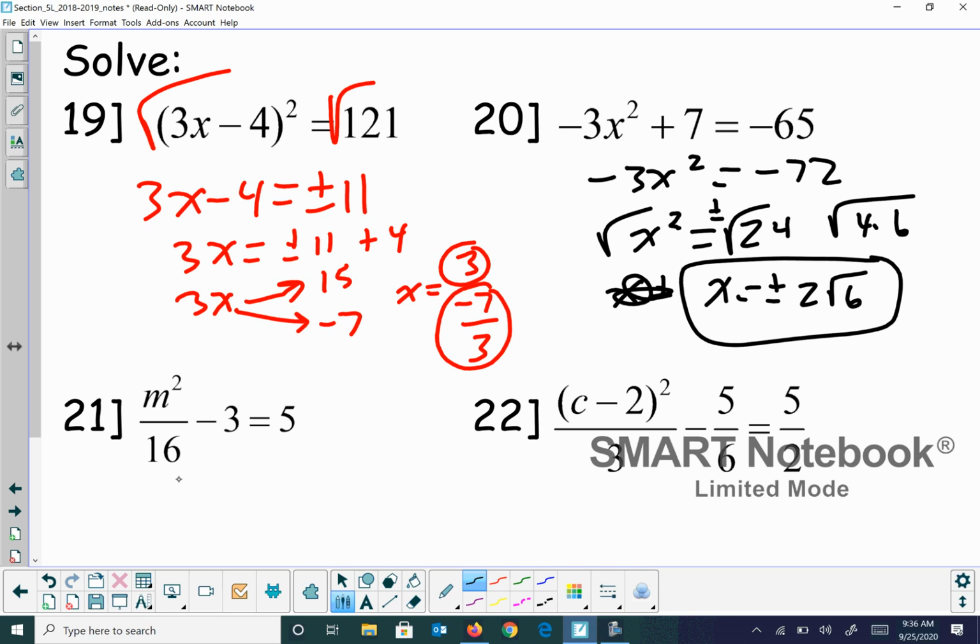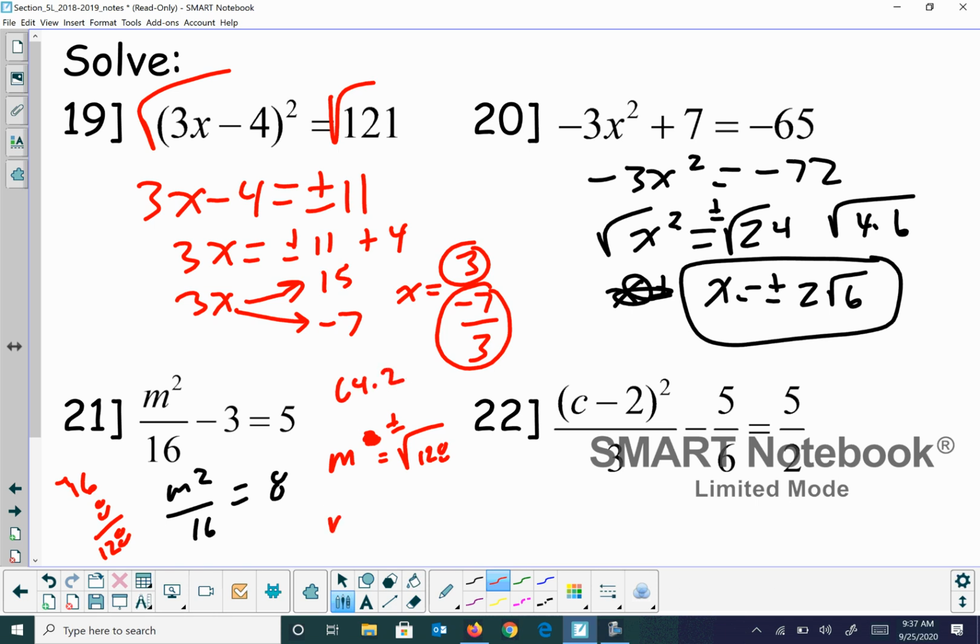Next one, I'm going to add 3 to both sides first. That's equal to 8. Multiply both sides by 16. What is 16 times 8? I'm going to do it over here. 48, carry the 4, 128. Don't take the square root of both sides. Oops, I don't need that. I already took the square root of both sides, so don't forget the plus or minus. That breaks down to 64 and 2. 64 is the largest perfect square, so m equals plus or minus 8 root 2.